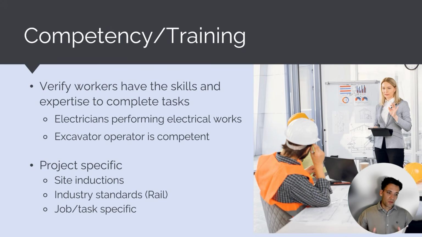Next option we have available is competency and training. So we can train the people completing the task who have the skills and capabilities to complete them safely. So there's two parts to this. There's verifying competencies. For example, if we're getting someone to do electrical work, we need to check they're an electrician. The other way we can do this is we can actually train people and equip them with the skills to complete the task safely. For example, we can do a site induction so the workers are aware of the specific hazards to our site.